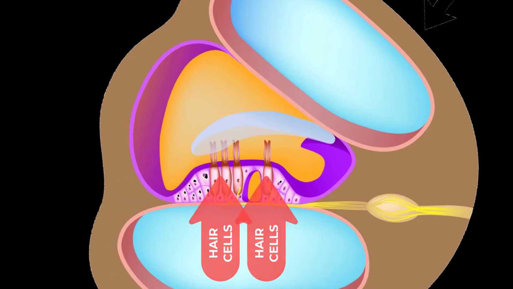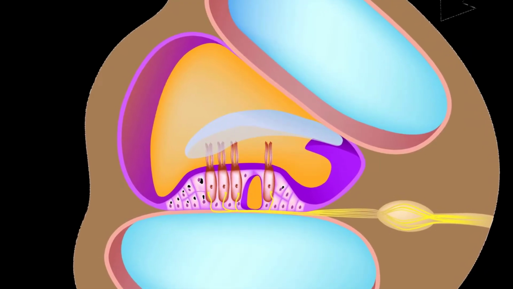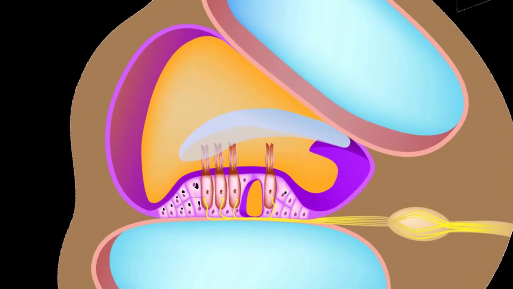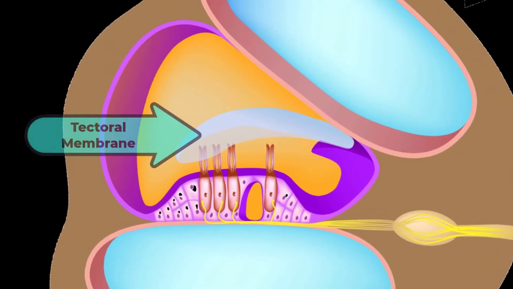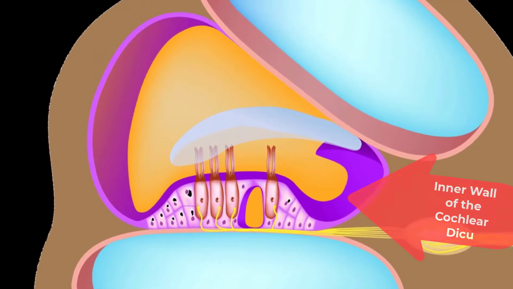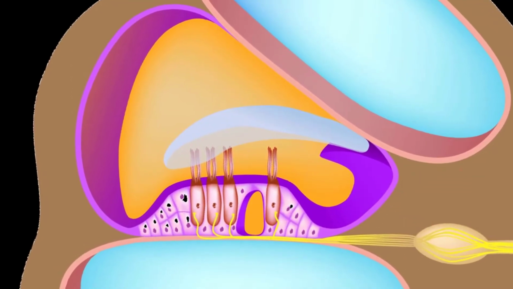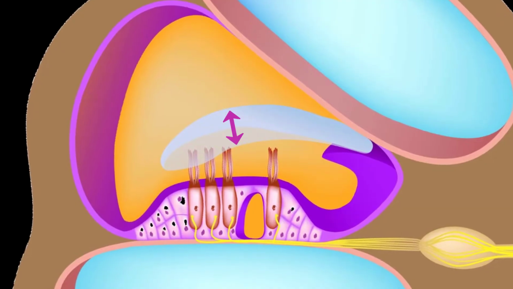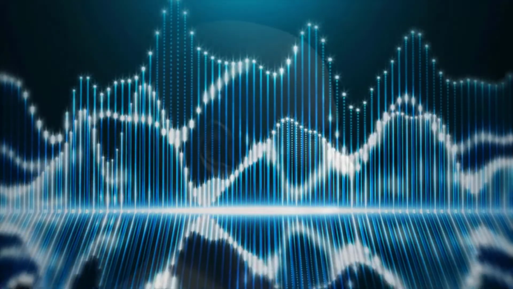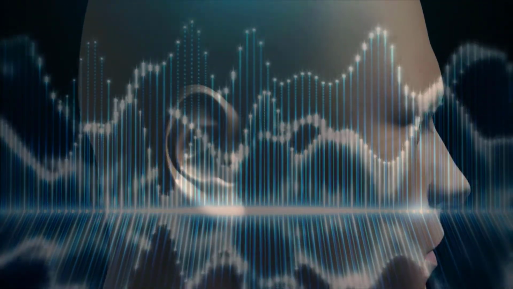The hair cells of the spiral organ are arranged in two longitudinal rows, an inner row and an outer row. These hair cells contain stereocilia that make contact with the overlying tectorial membrane. The tectorial membrane is firmly attached to the inner wall of the cochlear duct. When a portion of the basilar membrane vibrates up and down, the stereocilia of the hair cells become bent. The frequency or pitch of a sound is determined by what part of the basilar membrane moves the most.